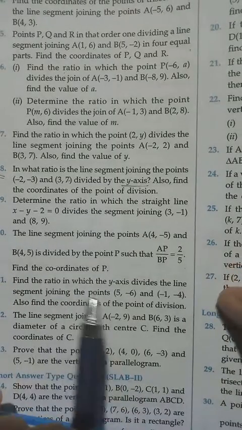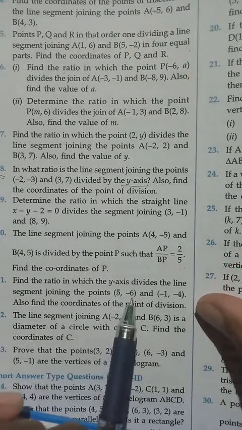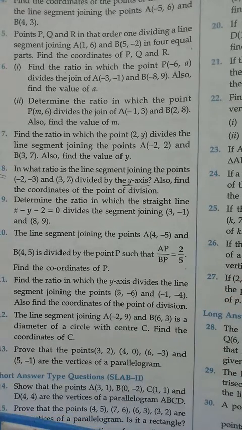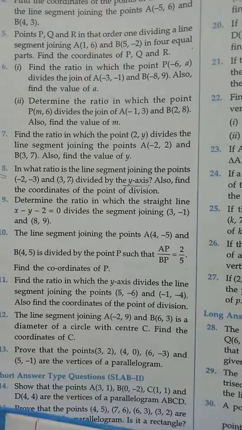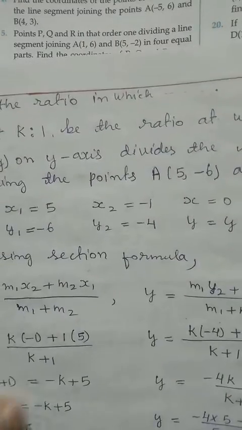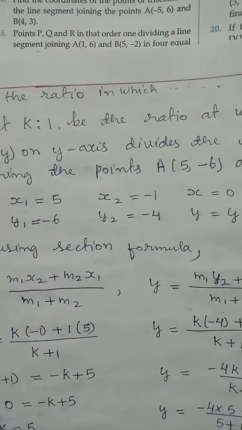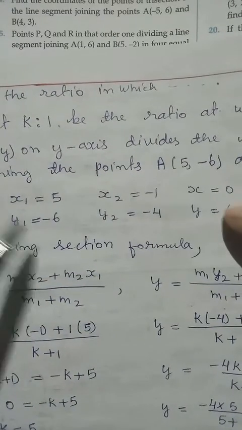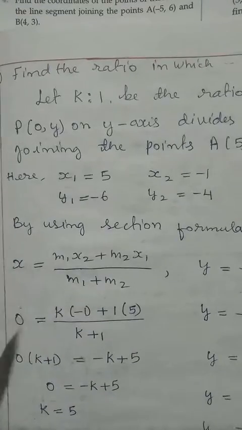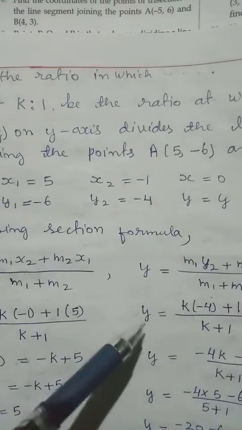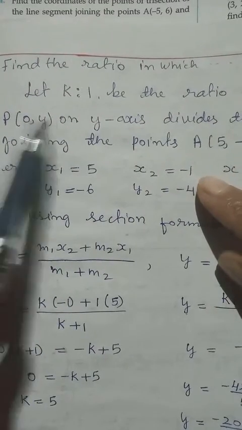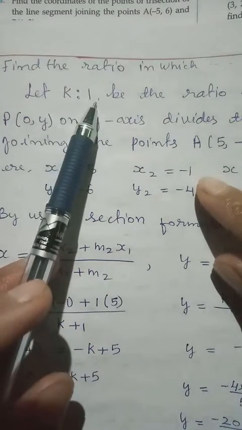Our x1, y1 is this one, x2, y2 here. Then the ratio m1 we can take as k, m2 we can take as 1, then we can apply the section formula. So it will become: x, we know for the x part it is equal to 0. Then for y we know it is equal to y only. Then the ratio m1 we know is k from here, m2 we know is 1.